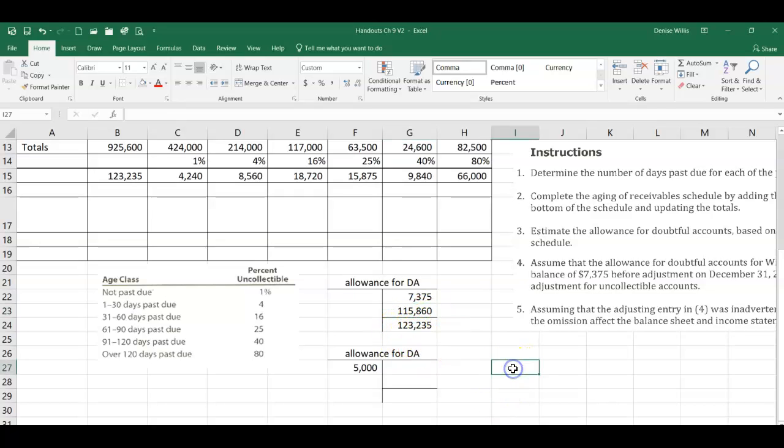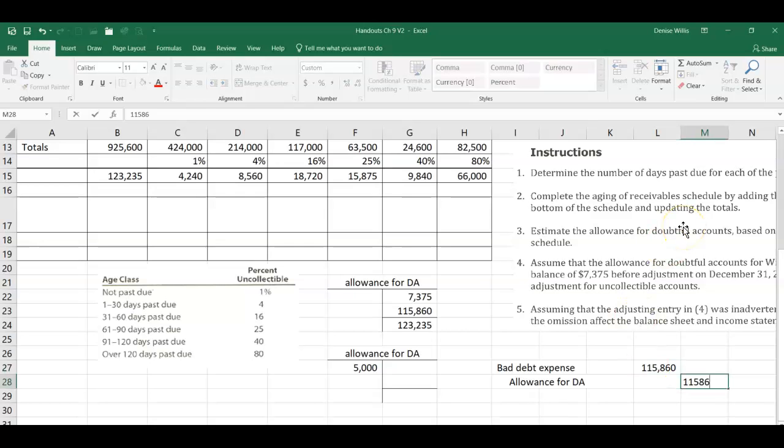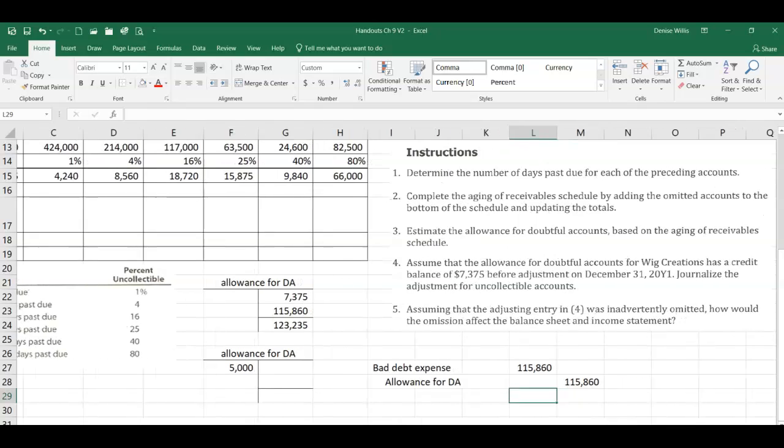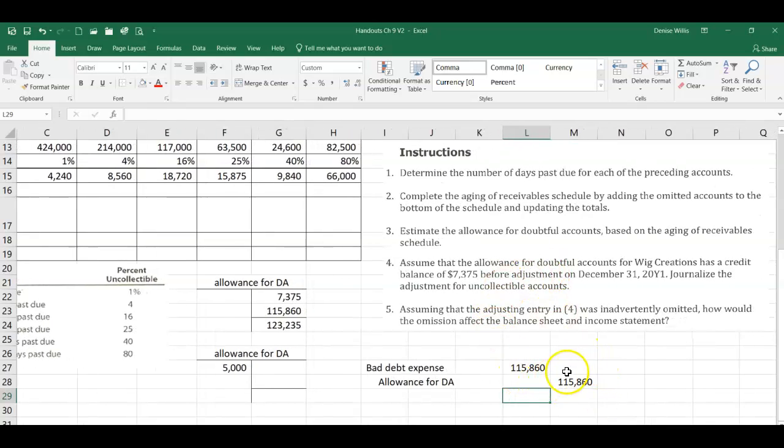Okay, so what does that look like? We would debit bad debt expense, and we would credit allowance for doubtful accounts. I'm just abbreviating it AFDA. Okay, and it's going to be $115,860. Okay, so that is what number 4 would look like. It says journalize the adjustment for the uncollectible accounts. This is the journal entry for number 4.